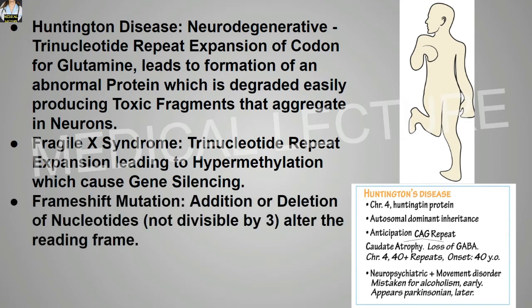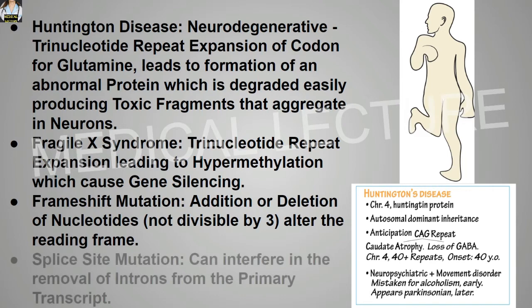Frame shift mutation. Addition or deletion of nucleotides, in a number not divisible by 3, alters the reading frame. Splice site mutation. This can interfere in the removal of the introns from the primary transcript.